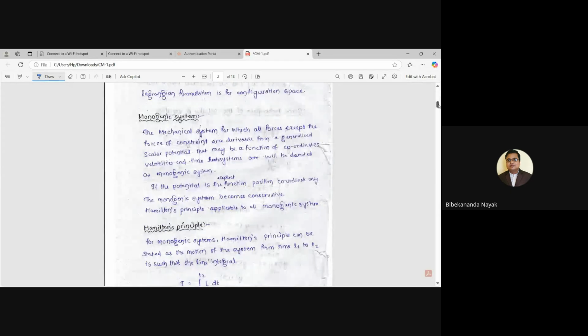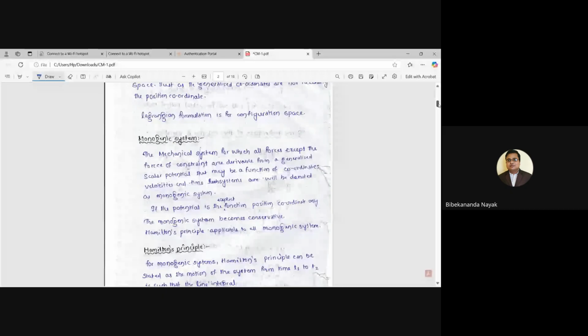Now Hamilton's principle. Hamilton's principle is applicable to all monogenic systems. A conservative system is one where force is the negative gradient of potential. But in a monogenic system, force can be written as the negative gradient of a potential, where the potential may be a function of position or velocity. For a conservative system, potential is only a function of coordinates, but for a monogenic system, the potential may be a function of velocity. A conservative system is a subset of monogenic systems.